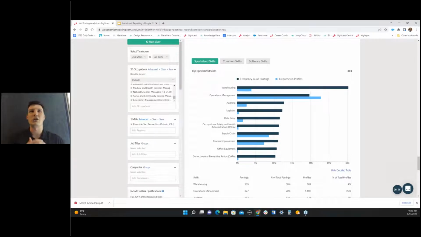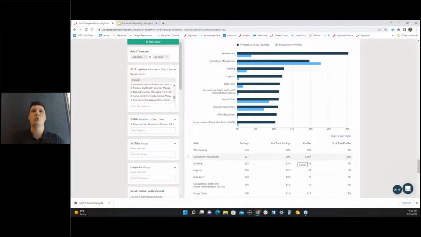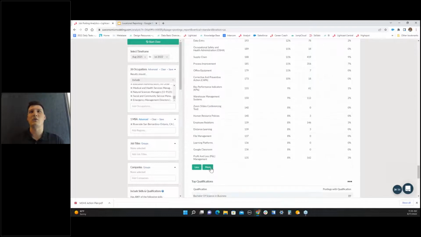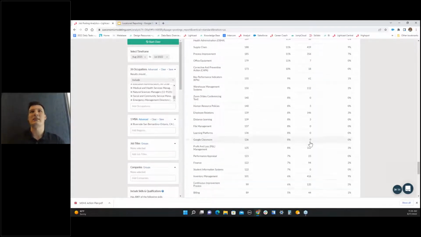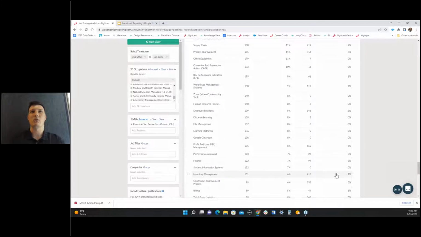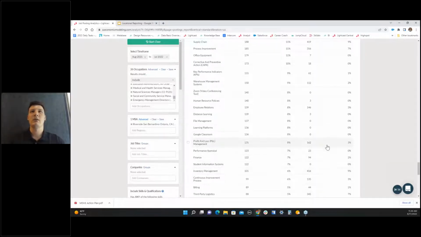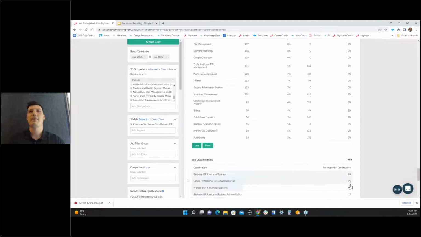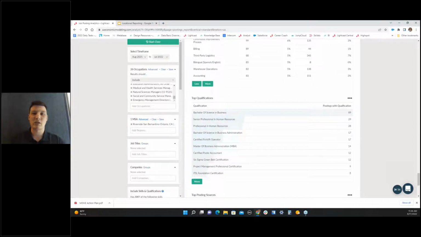But we can look at auditing, logistics, data entry, occupational, OSHA, supply chain, process improvements, CAPA. So all of these are skills that are unique to our growing region, unique to our 26 occupations. And we can go down here and understand some more unique skills that companies are asking for. Inventory management, P&Ls, billing, third-party logistics, Google Classroom, interesting. We also have top qualifications that we can benchmark across too.